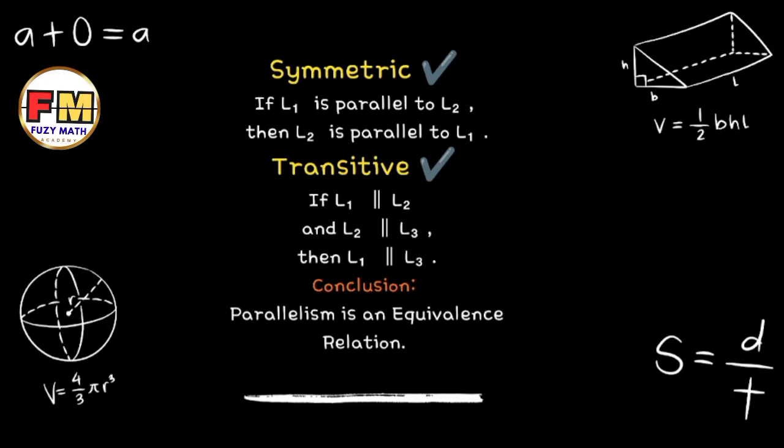Second property is symmetric. If L1 is parallel to L2, then L2 is parallel to L1. Third property is transitive. If L1 is parallel to L2 and L2 is parallel to L3, then L1 is parallel to L3. Conclusion is: parallelism is an equivalence relation.